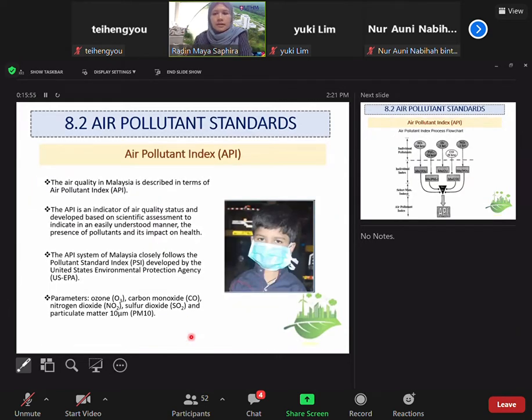And then how to determine our indexing in Malaysia, in terms of the Air Pollutant Index. We will know the quality status based on this API. It's like the WQI that you learned in which chapter? Chapter 3, is it? 3 or 4? So which chapter did we mention the WQI in?